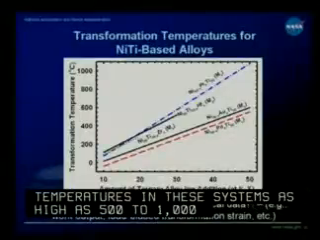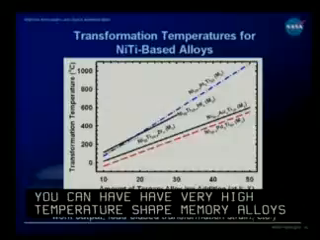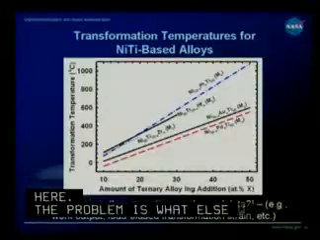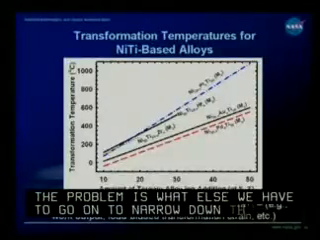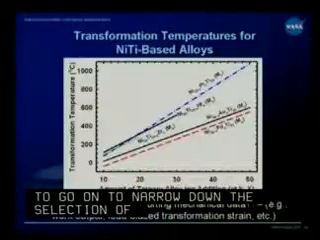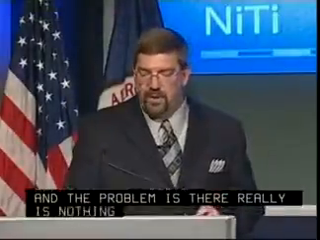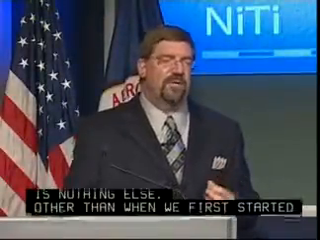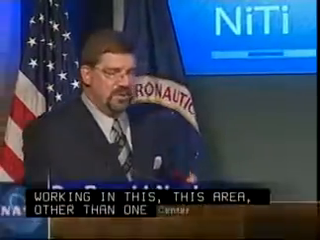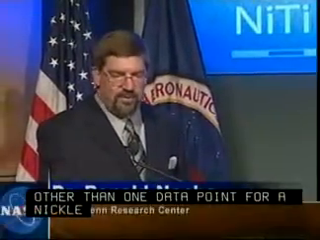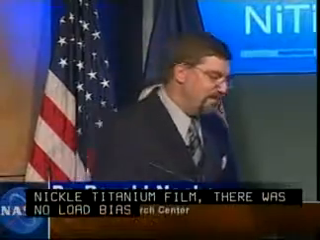Again, the problem is, what else do we have to go on to narrow down this selection of alloys? And the problem is there really is nothing else. Other than when we first started working in this area, other than one data point for a nickel titanium hafnium thin film, there was no load bias data available for these. So if I could have the next slide.